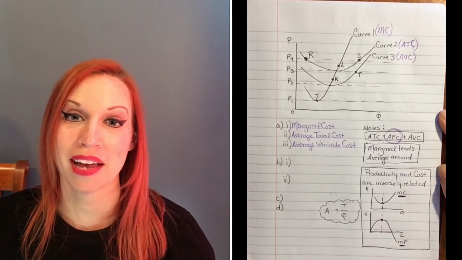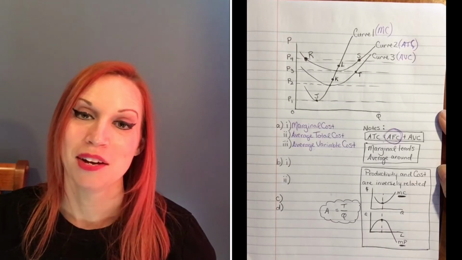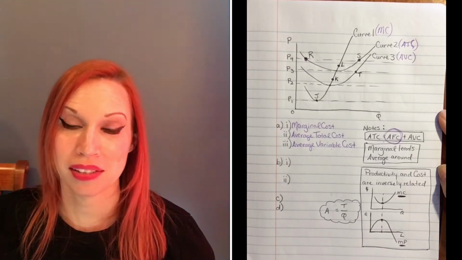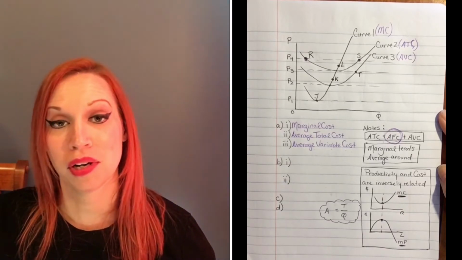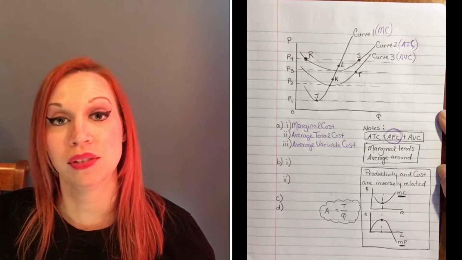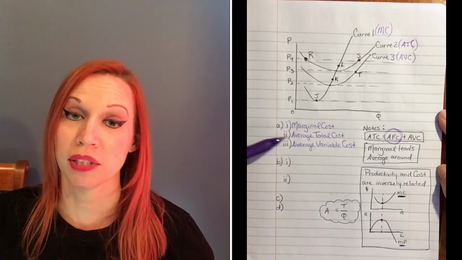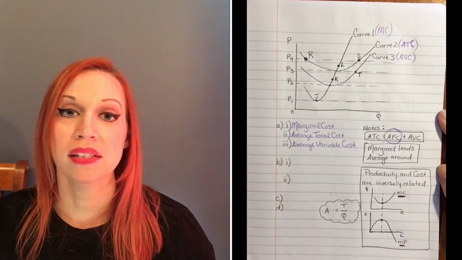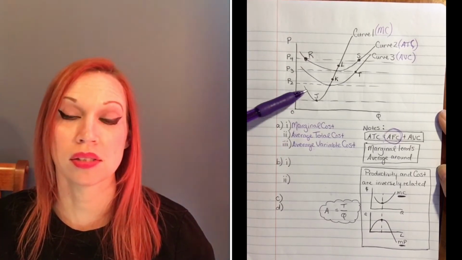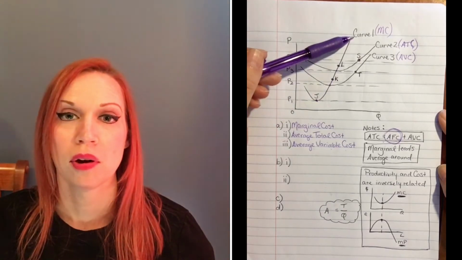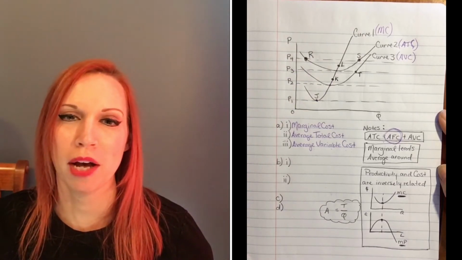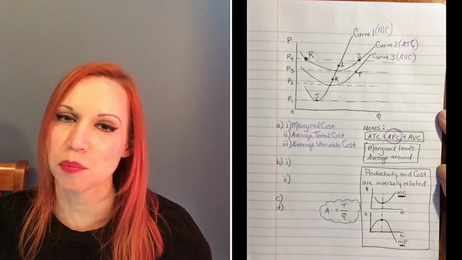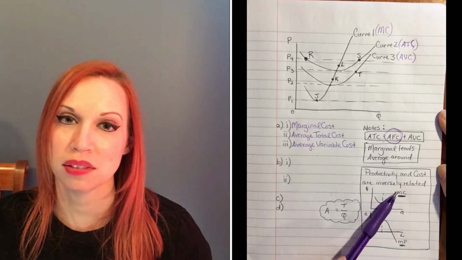Well, by talking through that, I sort of already answered part A. Part A just wants you to simply identify these curves. That's going to be curve 1 is marginal cost, curve 2 is average total cost, curve 3 is average variable cost. Now part B is asking, why does curve 1, which is marginal cost, go down and then back up? Why are these curves U-shaped? Why would a cost get less expensive and then turn and get more expensive?